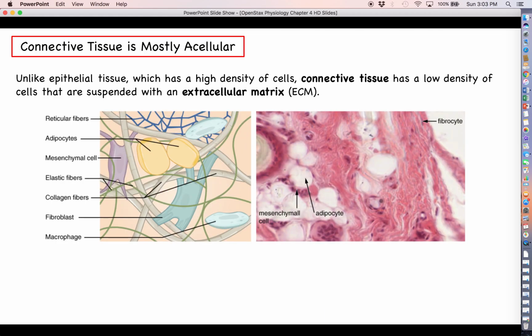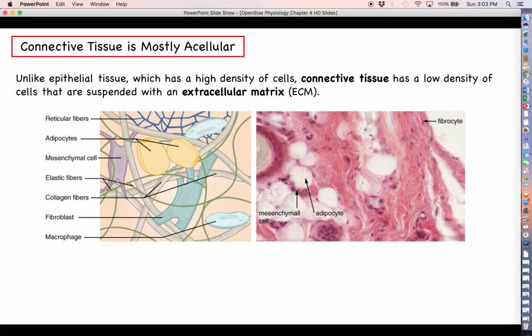So connective tissue is not going to really have any one defining characteristic, certainly not like the other 3 types of tissue that we've talked about so far. Connective tissue is going to be kind of a hodgepodge of a number of different cells and structures with different characteristics. So we're going to have to just kind of look at them on a one-by-one basis.